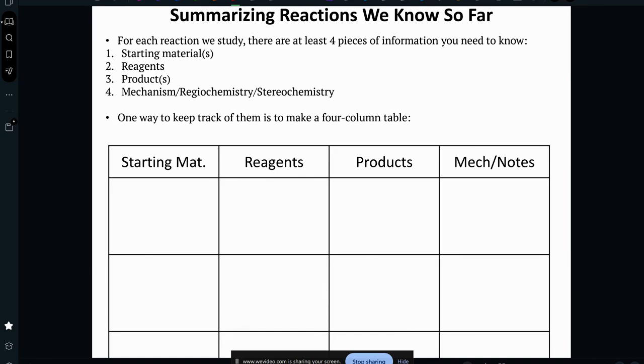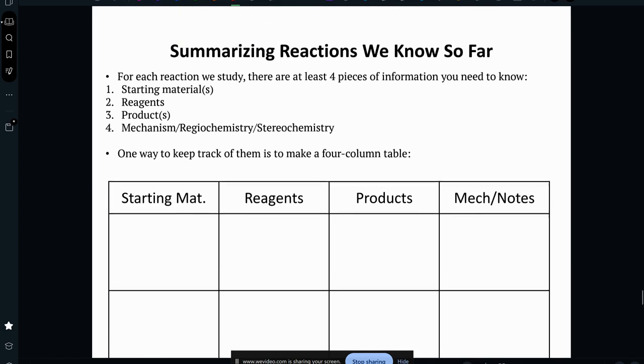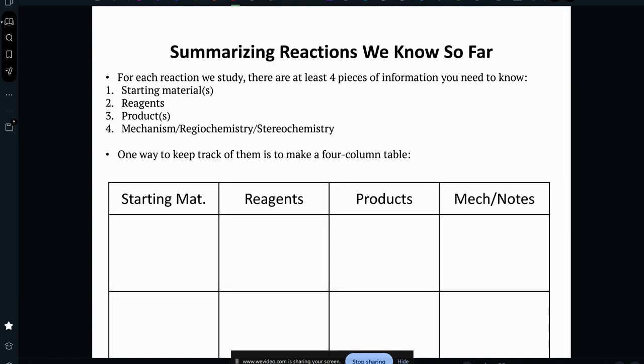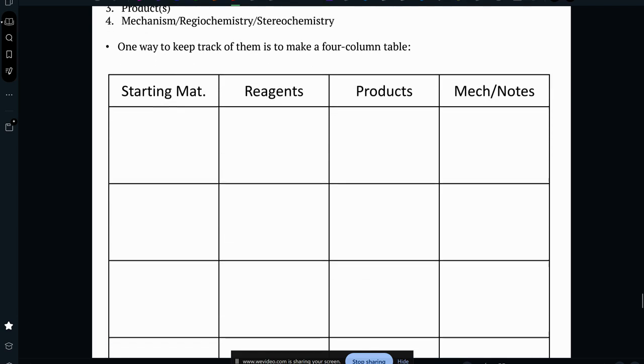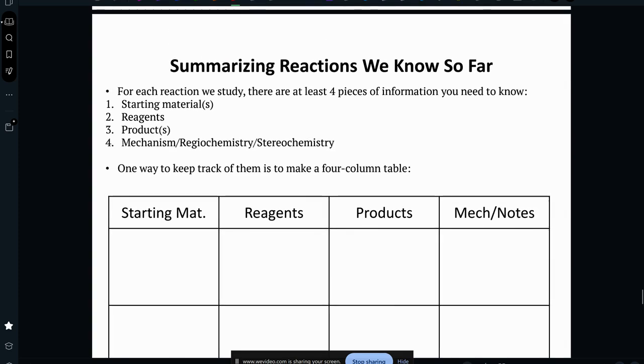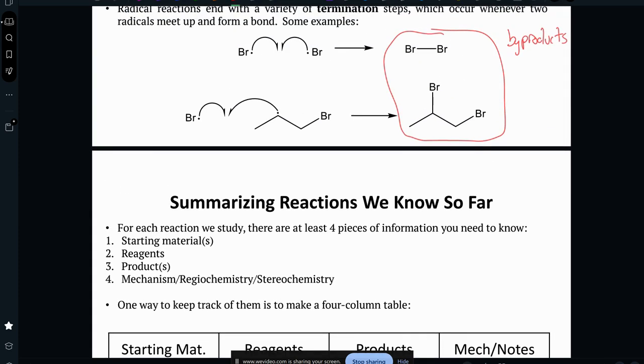Some people make flashcards to learn reactions. The issue with flashcards is they have two sides, and really there's four things you want to know. A 4-column table is helpful because then you can cover up one column at a time and quiz yourself to make sure that you're learning those different pieces of information. So I did attach this to the notes for this module so that you could start filling it in. I'm not going to fill it in right now, but I would encourage you to go back and look at the reaction on each page and start to fill in these four pieces of information.